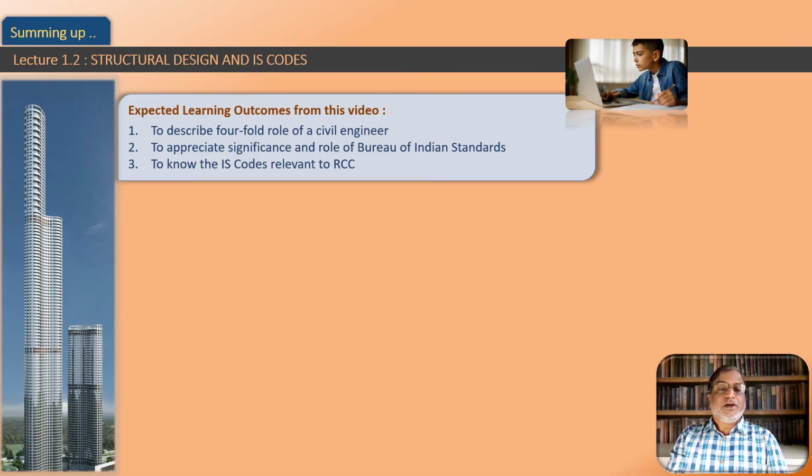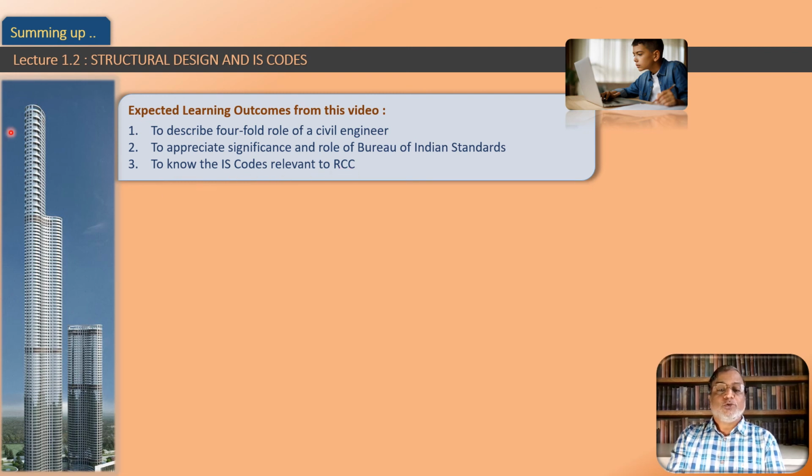So friends, here we come to the last part of this video lecture, summing up. Let us conclude what we watched in this video. This is lecture 1.2, structural design and IS codes. The expected learning outcomes from this video, as we talked in the beginning of the video, are 3. First, to describe the fourfold role of a civil engineer. Second, to appreciate significance and role of Bureau of Indian Standards. Third, to know the IS codes relevant to RCC.